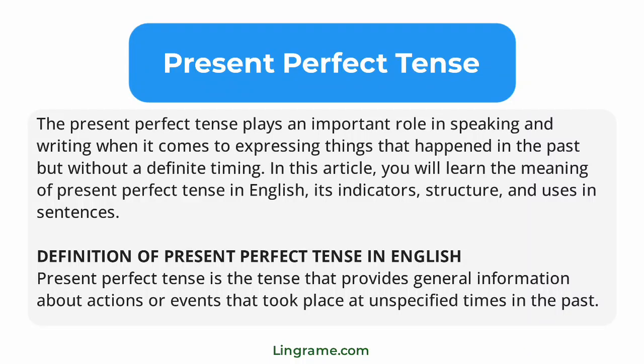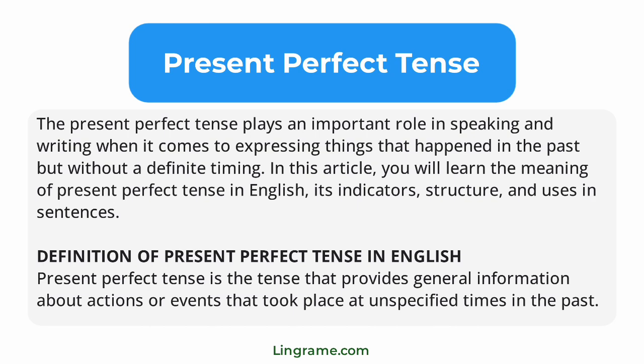The present perfect tense plays an important role in speaking and writing, when it comes to expressing things that happened in the past, but without a definite timing. In this article, you will learn the meaning of present perfect tense in English, its indicators, structure, and uses in sentences. Definition of present perfect tense in English.